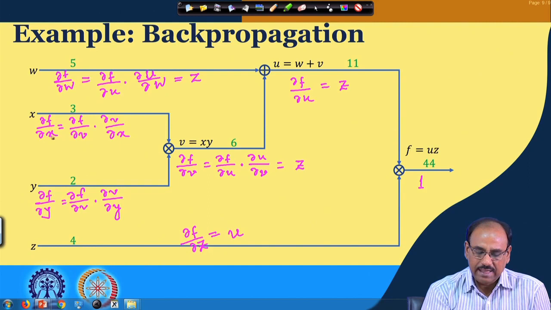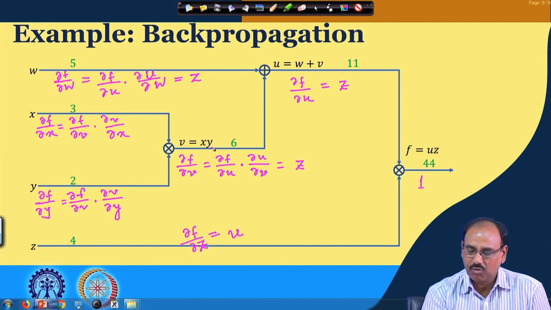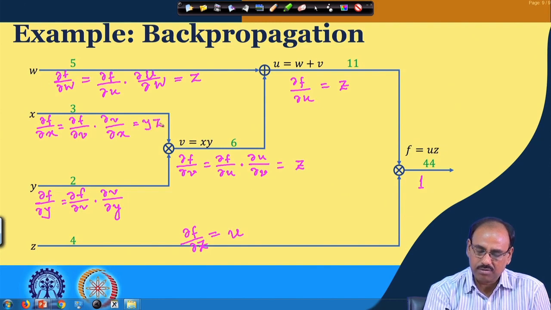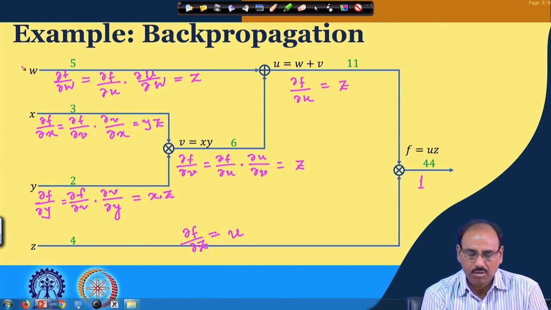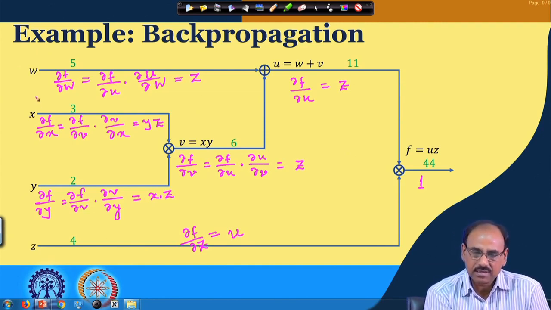Coming over here, del f del x equal to del f del v into del v del x, and del v del x is nothing but y. So, del f del x will be y into z. Similarly, here as del f del v is equal to z and del v del y is equal to x, this will be x into z. So, you find that finally, following this backpropagation and the chain rule, I can find out what is del f del x, del f del y, del f del z, and also del f del w.